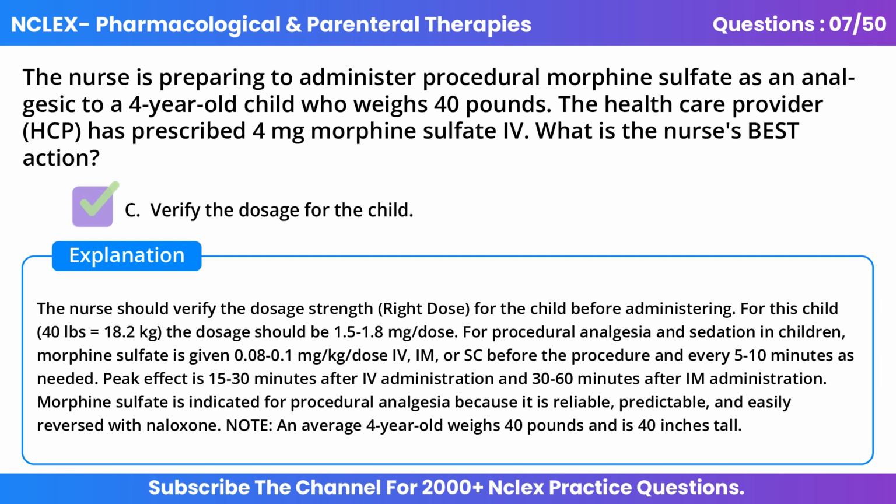Peak effect is 15 to 30 minutes after IV administration and 30 to 60 minutes after IM administration. Morphine sulfate is indicated for procedural analgesia because it is reliable, predictable, and easily reversed with naloxone. Note, an average 4-year-old weighs 40 pounds and is 40 inches tall.